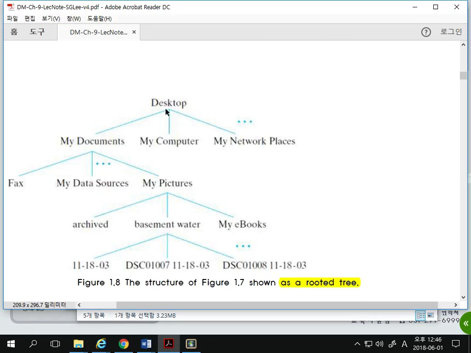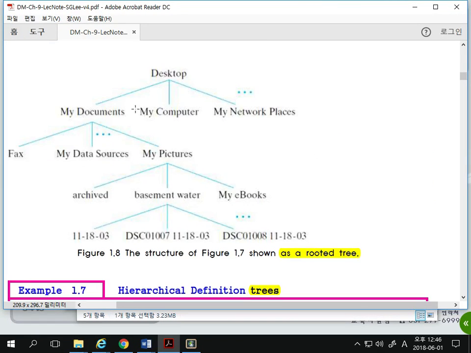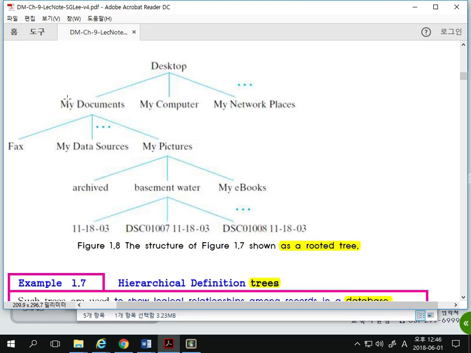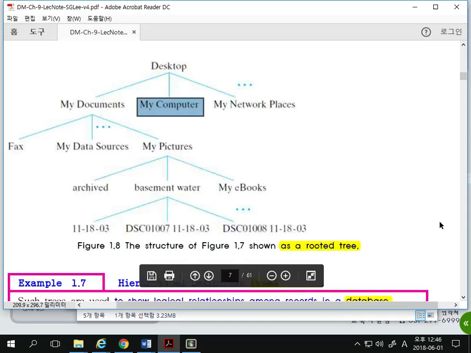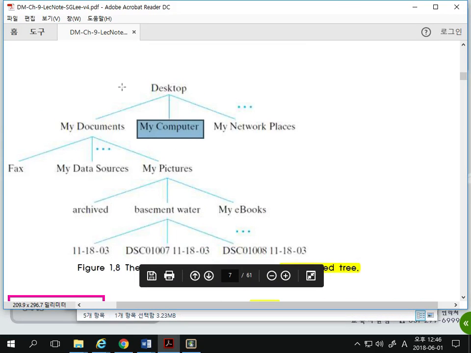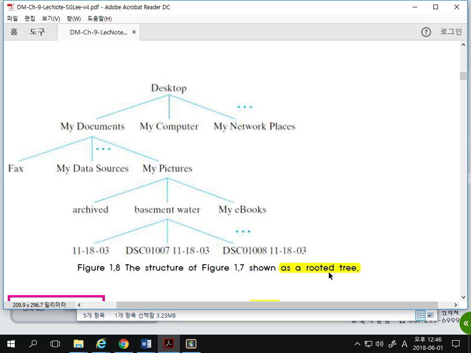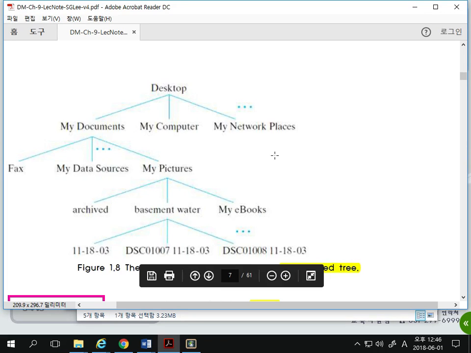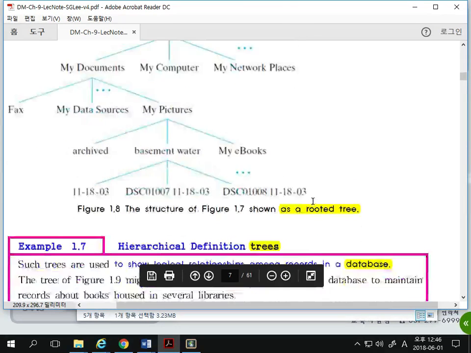Like here on the desktop, you have my documents, my computer, and my network places. In my documents, you have my pictures, my music, and faxes. And in my computer, you have the C directory and the D directory. So this structure in your PC also has a tree structure.